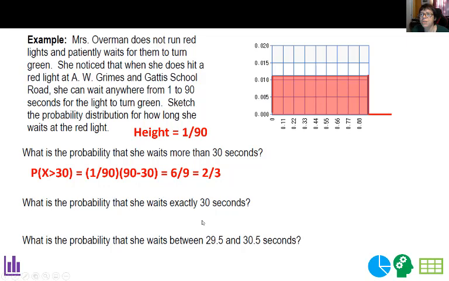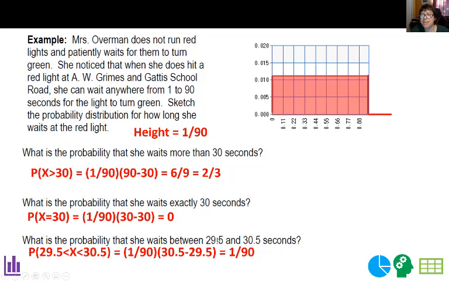How about that I wait exactly 30 seconds? Well, the problem is my base is going to be zero. So my probability is zero. And then finally, and we might talk about this in binomial approximations, what is the probability I wait between 29.5 and 30.5 seconds? Then my width is 1, and so it's 1/90th that I wait around that amount of time.